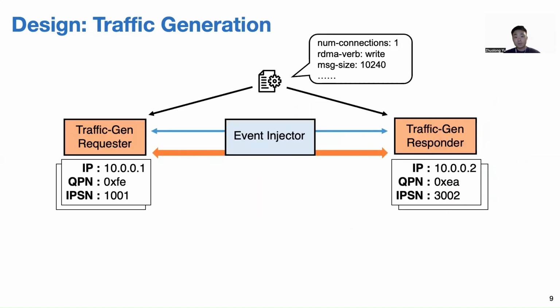The logic of traffic generator is simple. It has two roles, a requester and a responder. They will take the configuration, exchange metadata, and then start the traffic.